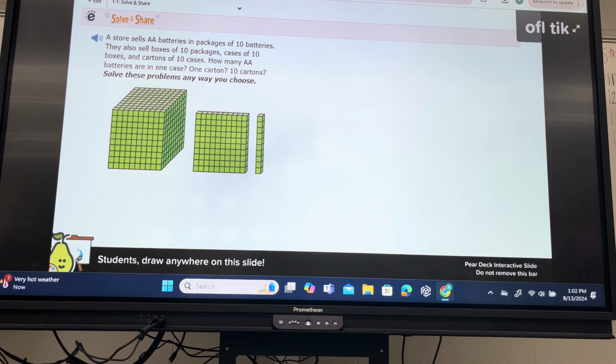Start off with packages. Start with packages. How many do we have in a package? How many do we have in a box? In a box, we have 10 packages.